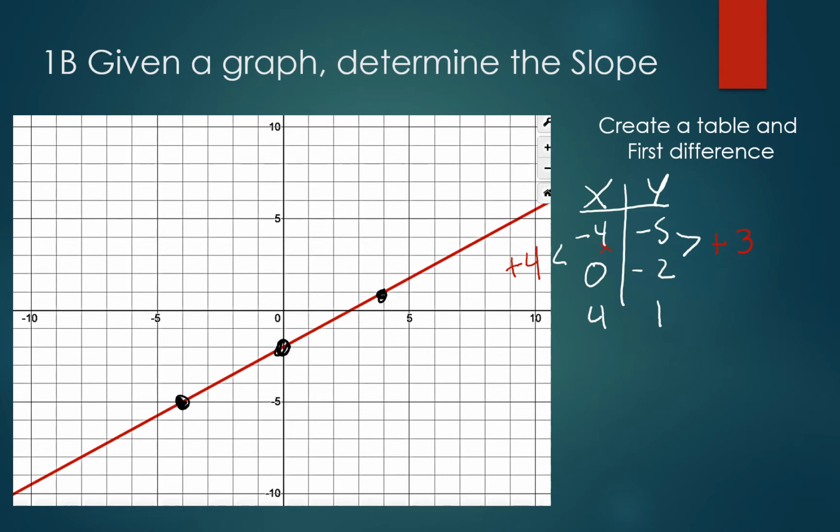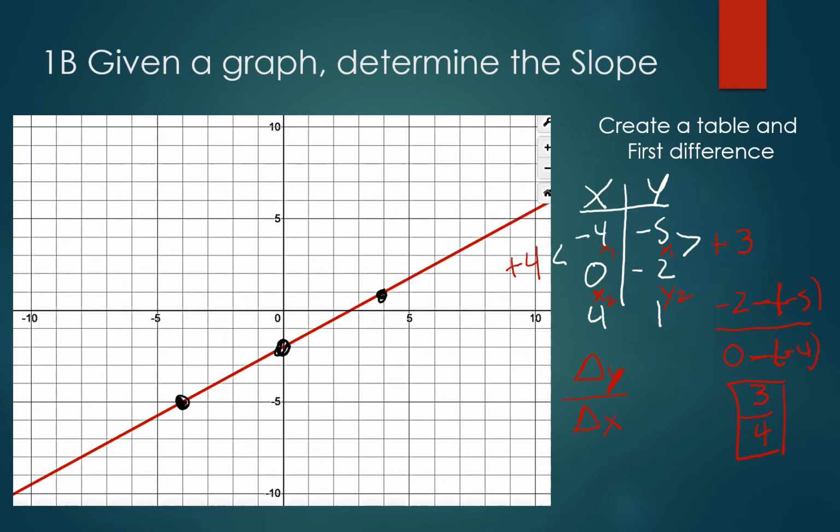So this is x sub 1, x sub 2, y sub 1, y sub 2, and use the formula. So -2 minus -5 divided by 0 minus -4, which turns into double negatives again. So that is -2 plus 5, which gives you 3. 0 plus 4 gives you 4. So 3/4.